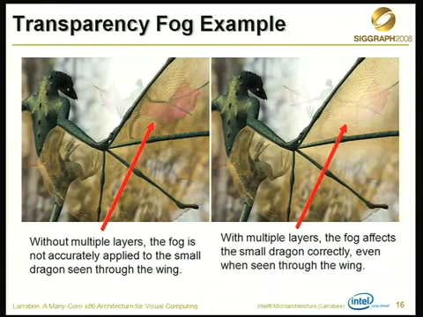If we maintain an A-buffer type structure, if we keep multiple values at every pixel and then do fog processing based on those multiple values, we're able to render the scene correctly as you see on your right, where the small dragon is equally obscured by fog, whether you see it through the wing or not. And support for this kind of irregular data structure is something that Larrabee is able to provide for software developers.